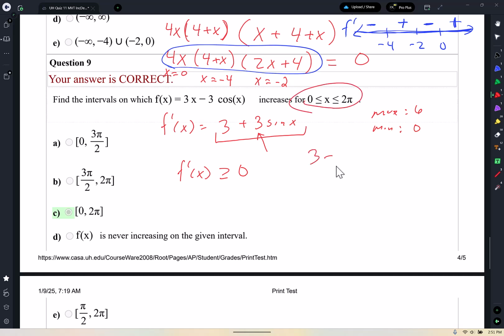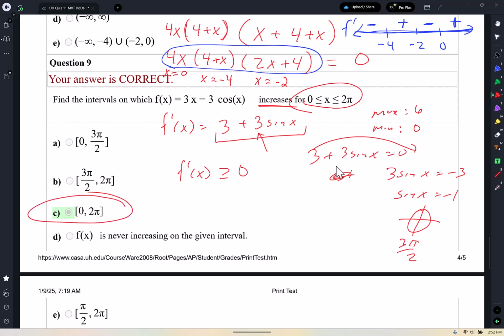Let me see. 3 plus 3 sine x equals 0. Sine, move it over there. 3 sine x equals negative 3. Sine x equals negative 1. 3 pi over 2. So between 0 and 2 pi, it only hits 0 once, at 3 pi over 2. But it's always above the x-axis. It touches the x-axis or above. So it increases in its entire domain, because it never goes down. Because my derivative is always positive. It's never negative.